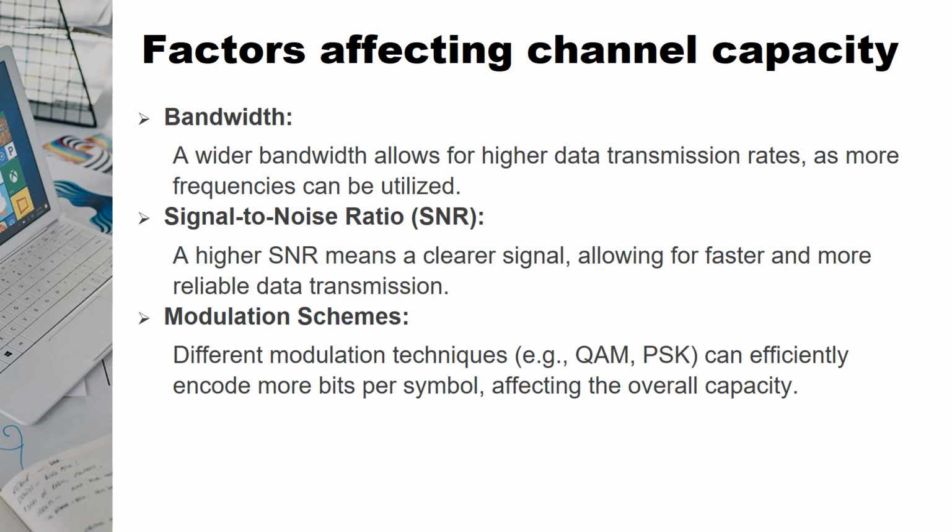So moving forward, we can talk of modulation schemes. This method is used to encode data onto a carrier wave, and the different schemes can optimize data transmission, right? For example, QAM allows for higher data rates by combining amplitude and phase modulation, and this affects the overall capacity.